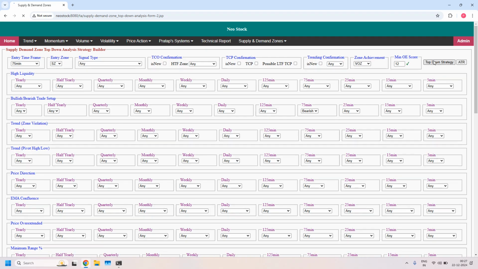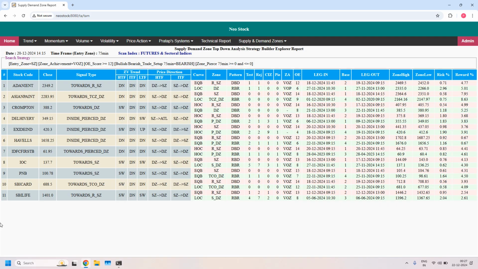So with these filters, we got 11 stocks. These 11 stocks are supporting bearish trade setup for weekly income trade, and all these supply zones are 75 minute supply zones. Out of these 11 75-minute supply zones, there could be some high probability setup supported supply zones available. We need to filter them. The first filter is based on LTF and ITF supply zone confluence.